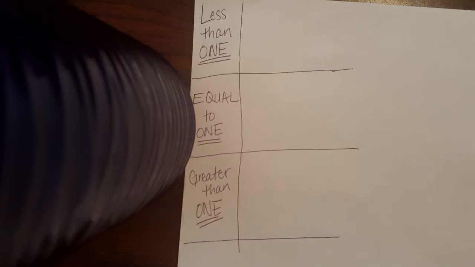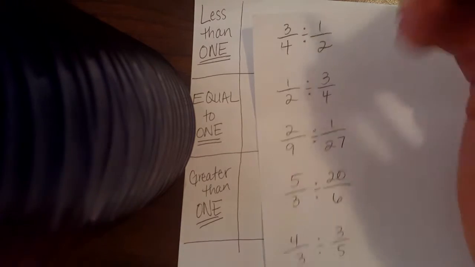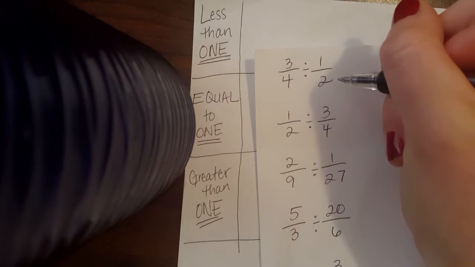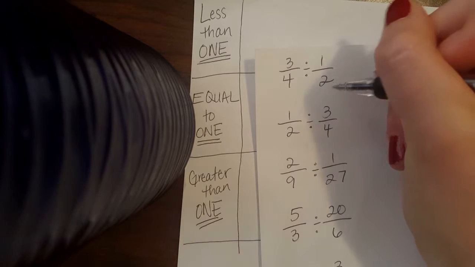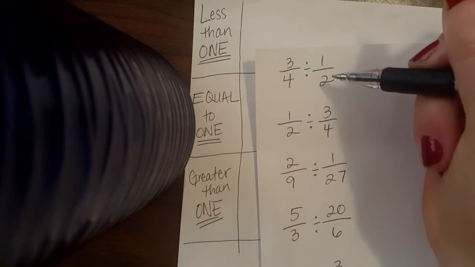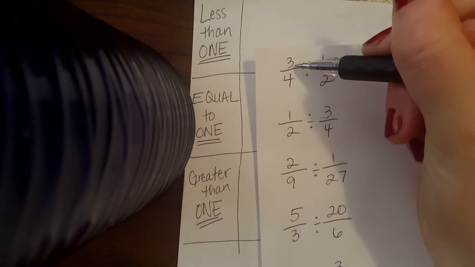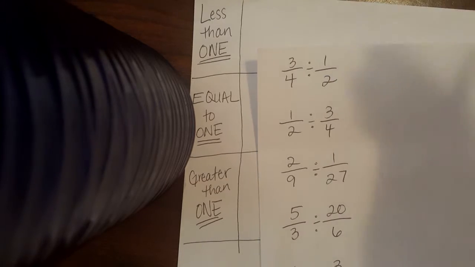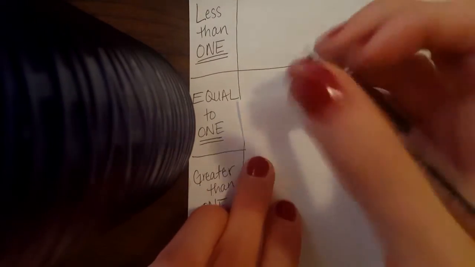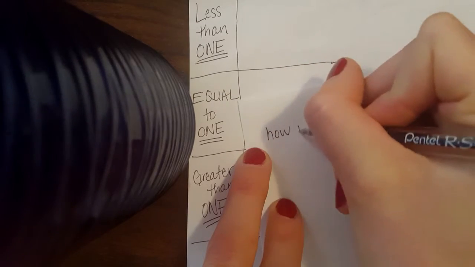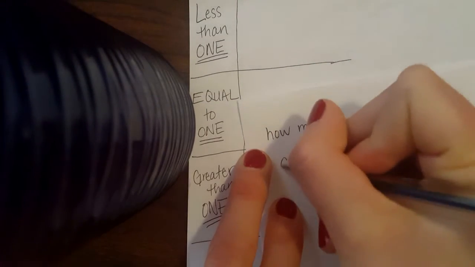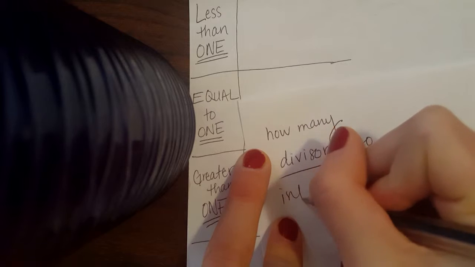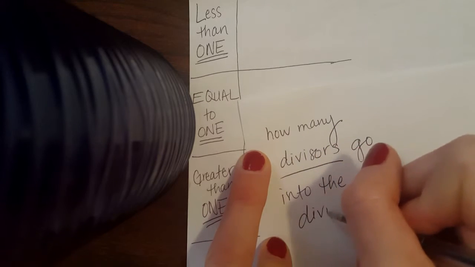So let's look at the expressions that we're dealing with. Let's just start and we'll go down the list. We'll look at all of these and figure out, if we ask ourselves the same question about all of these, can we determine what the quotient is going to be? So remember, in most division problems, a super helpful question to ask is: how many divisors go into the dividend?